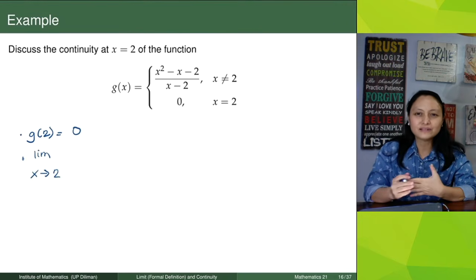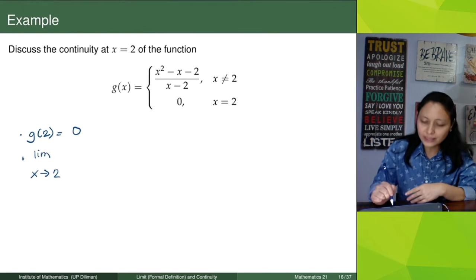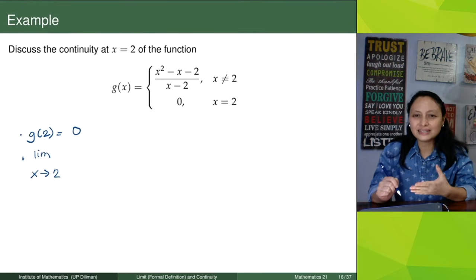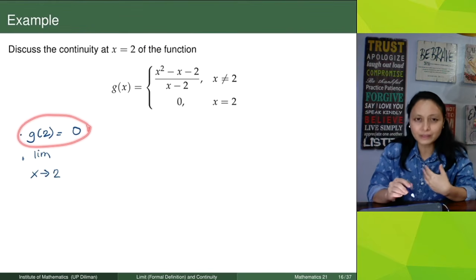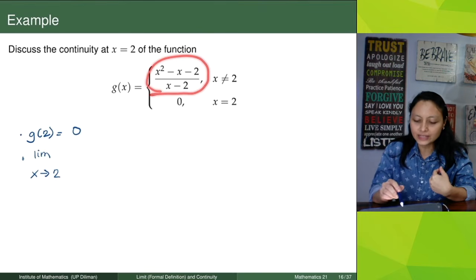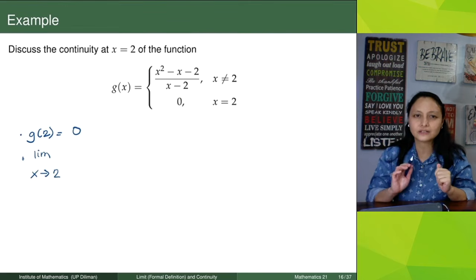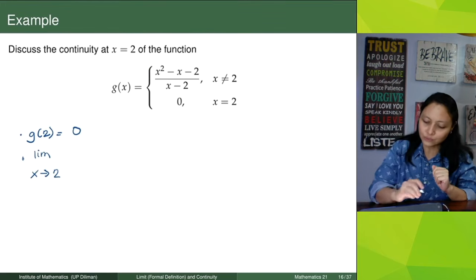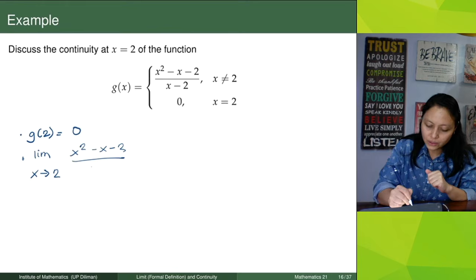Next, we get the limit of the function as x approaches 2. Okay, so ito, hindi at exactly 2. Yun yung g of 2. Pag kumukuha tayo ng limit, we use this function. Ito yung function sa paligid ng 2 or very near 2, but not exactly 2. So you use that, get the limit of x squared minus x minus 2 all over x minus 2.